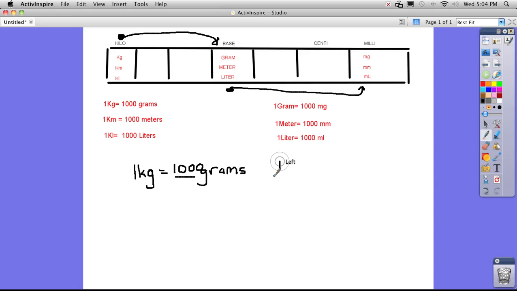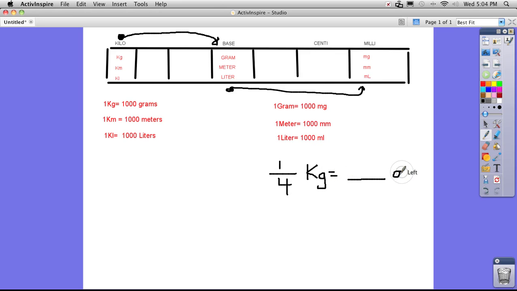Now, the question is, let's say that I have 1/4, and you know what? I'm just going to go ahead and erase this part here so we don't get confused. Let's say I have 1/4 of a kilogram, okay? 1/4 of a kilogram, and I want to know how many grams that is. How many grams is that, okay? So how can we think about this?